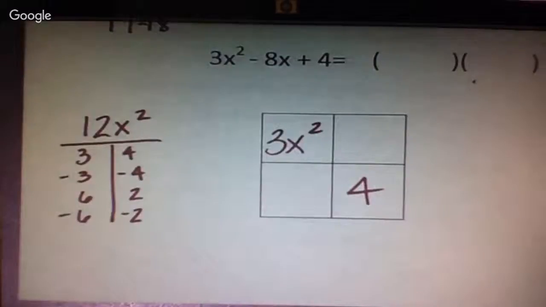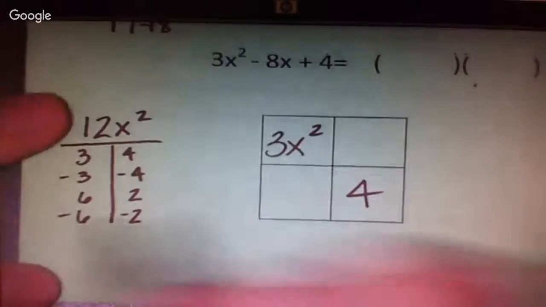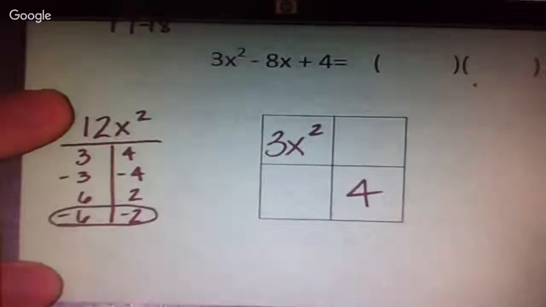If you know it right away, I'm not asking you to list out anything else. If you're one of those kids that can just look at it and say, okay, these are the factors that work, I don't need this table. This is for the kids that need to work through the process of which one works here. I want them to add together to give me negative 8. So I'm going with negative 6 and negative 2.